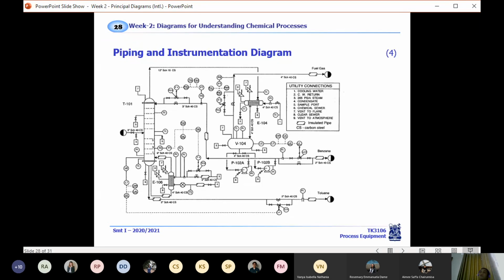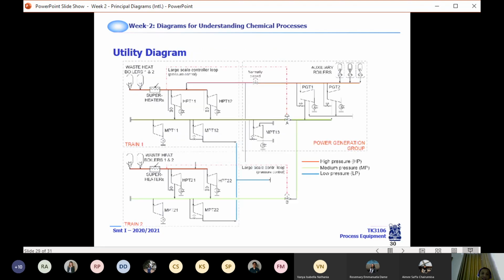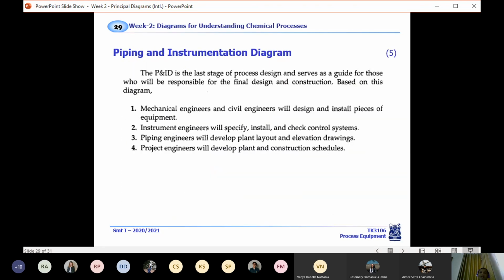The sample point is important. Why? Because when your product is not specified or does not match the specification, you need to make a sampling. So this again is important. These are the five things that you have to understand related with the piping and instrumentation diagram.